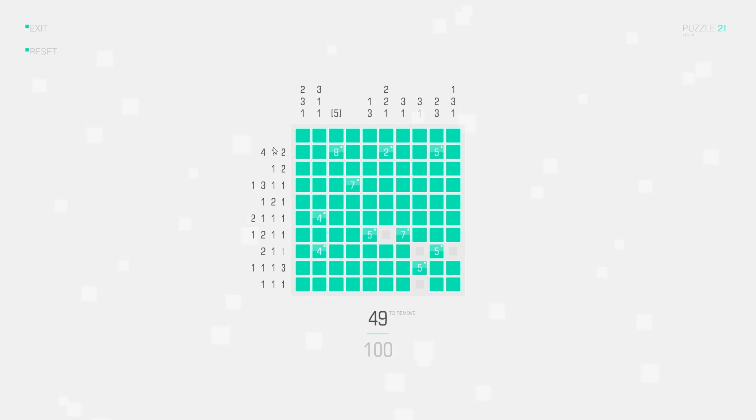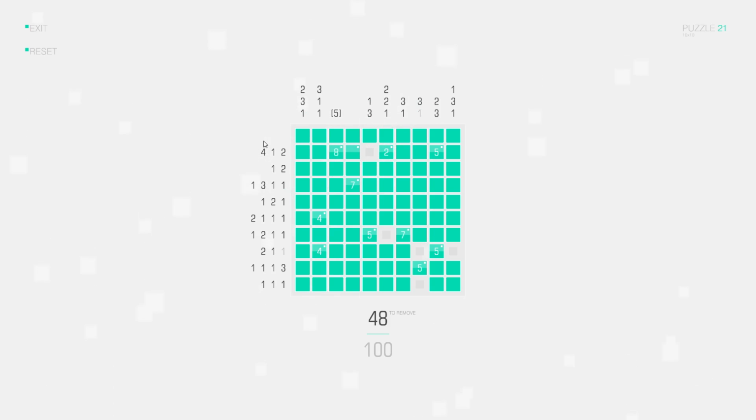Now next I will look into this row here, because we have 4 connected squares, and since in this range of 4 connected squares we already have one square marked, that means we have to mark this one. And we can now see that the group of 8 connected squares cannot touch the group of 2 connected squares, so I can delete this square too.